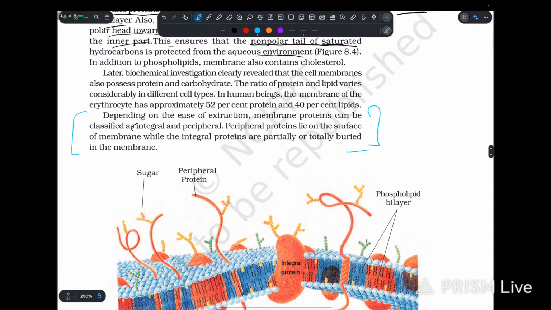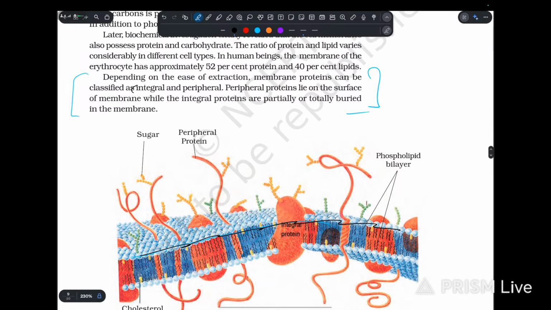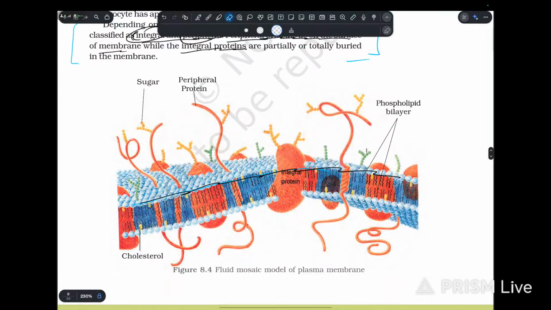What I was telling you guys is that there are proteins on the cell membrane. On the basis of ease of extraction, which means how easily they can be removed from the membrane, they are divided into two types. The first one being integral and the second one being peripheral. The peripheral ones lie on the surface, while the integral proteins are partially or totally buried in the cell membrane.